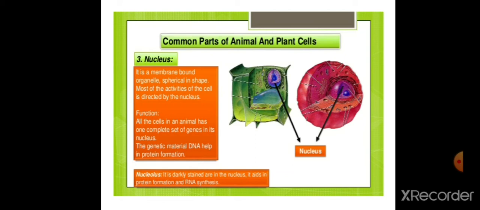Coming back to nucleus, what is the function of the nucleus? It has the genetic material, that is the DNA, right? And all the cells in an animal have one complete set of genes in the nucleus. So basically the nucleus has all the genes, all the genetic material, that is the DNA present in it. So it is very, very important for the functioning of the cell.